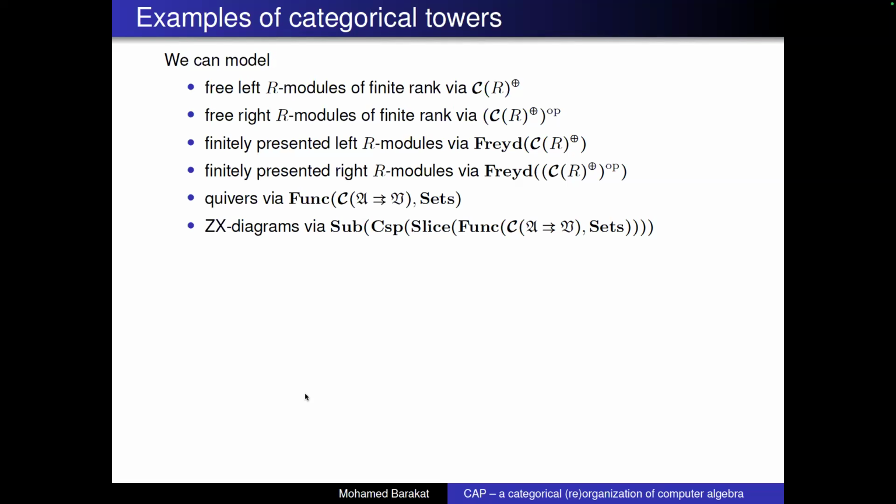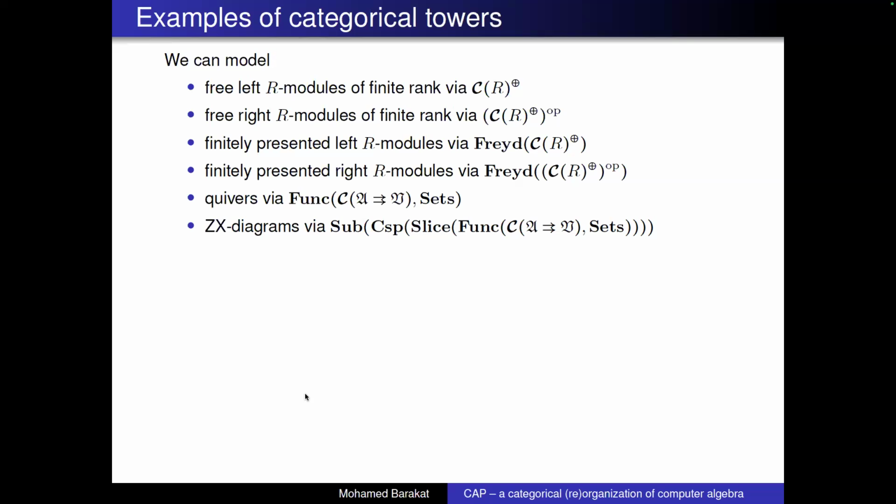So if you take a ring and make it into a linear category and take the additive closure, you have a model of the left R modules of finite rank. If you just op it, you have a model for the free right modules of finite rank. If you take the Freyd, so if you universally add co-kernels, you have a model for the finitely presented left R modules. This guy is only abelian if R is left coherent, and this guy is only abelian if R is right coherent. But you can also do other stuff.